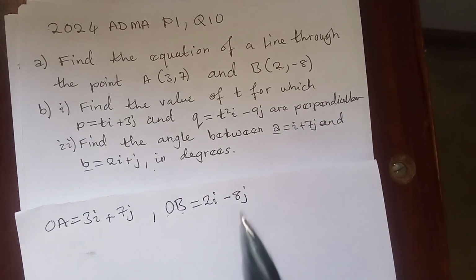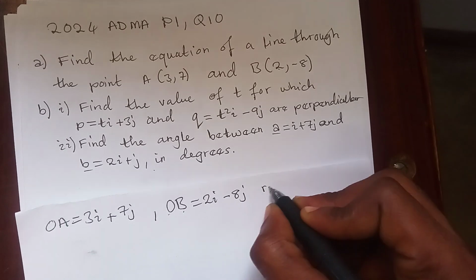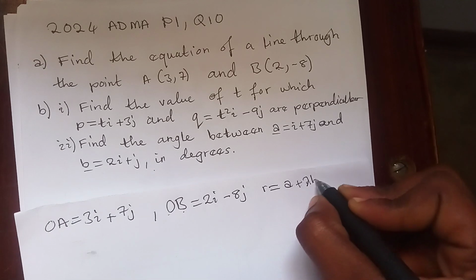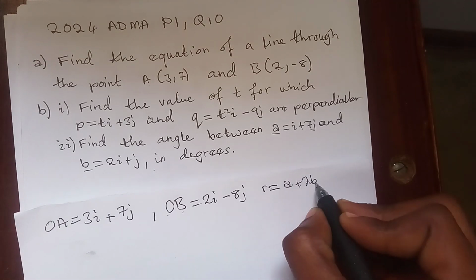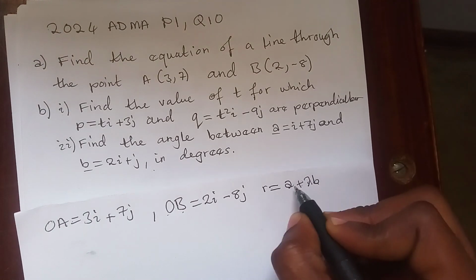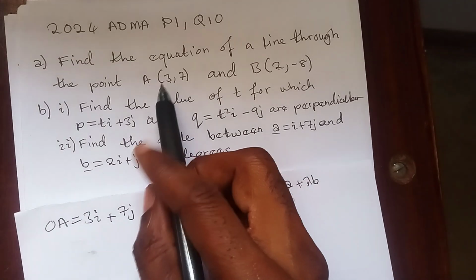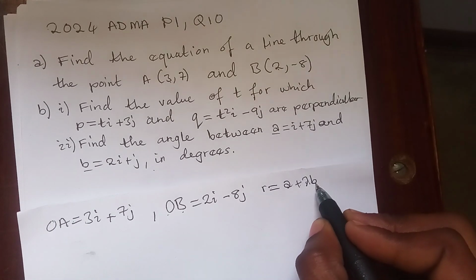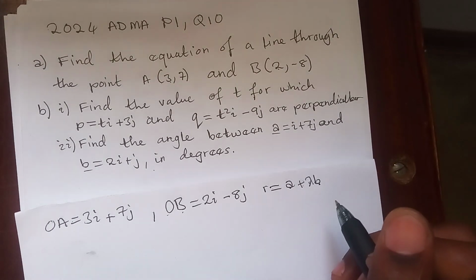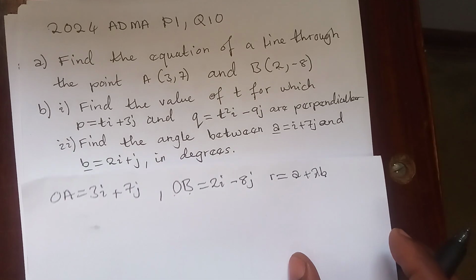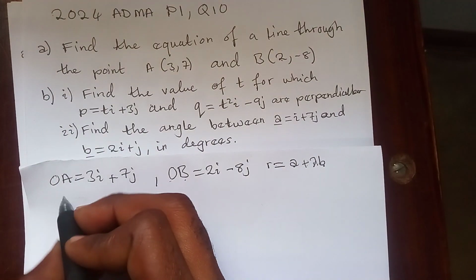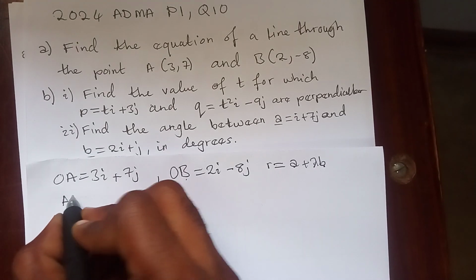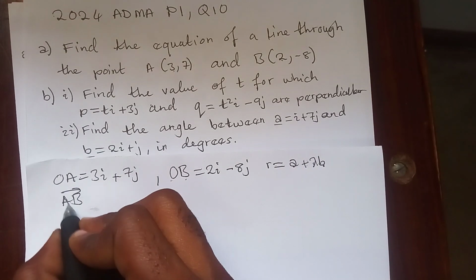So now to find the direction, remember the equation of the line is given by r = a + λb, where a is any point on the line, so you can either pick this or this, and then b is the direction of the vector. It's more or less like the gradient. So to find the direction, you can just find your AB.